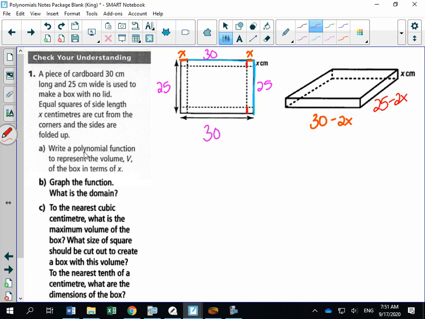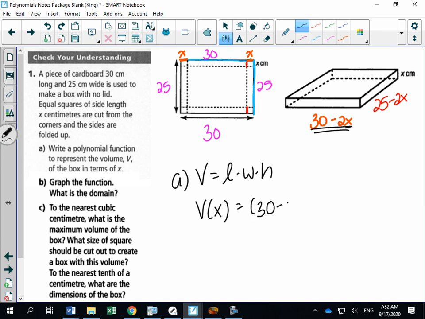So A says, write a polynomial function to represent the volume of the box in terms of X. So let's do that. We know that the volume is length times width times height. So the volume according to X is going to be the length of the box, 30 minus 2X, times the width of the box, 25 minus 2X.